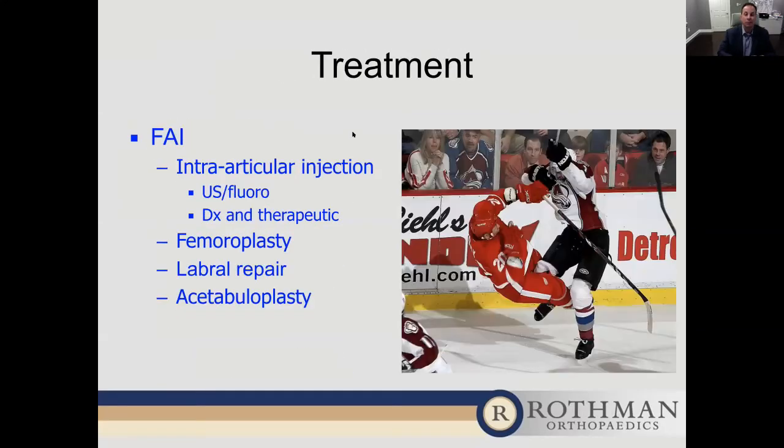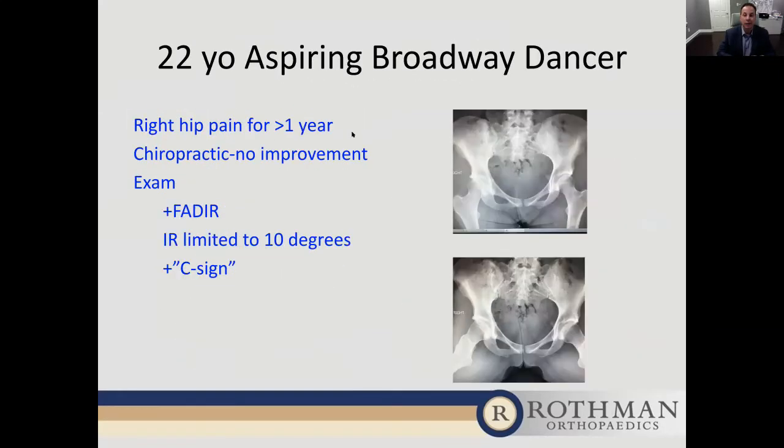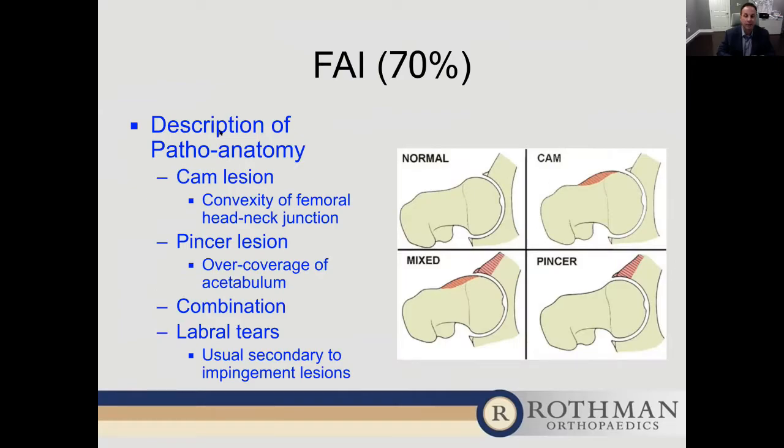So FAI is about 70% of my practice in the hip. We call the cam lesion, again, a convexity of the femoral head-neck junction. And again, the pincer is over coverage of the acetabulum, of the socket reaching over the top of the ball. And then usually it's some combination.